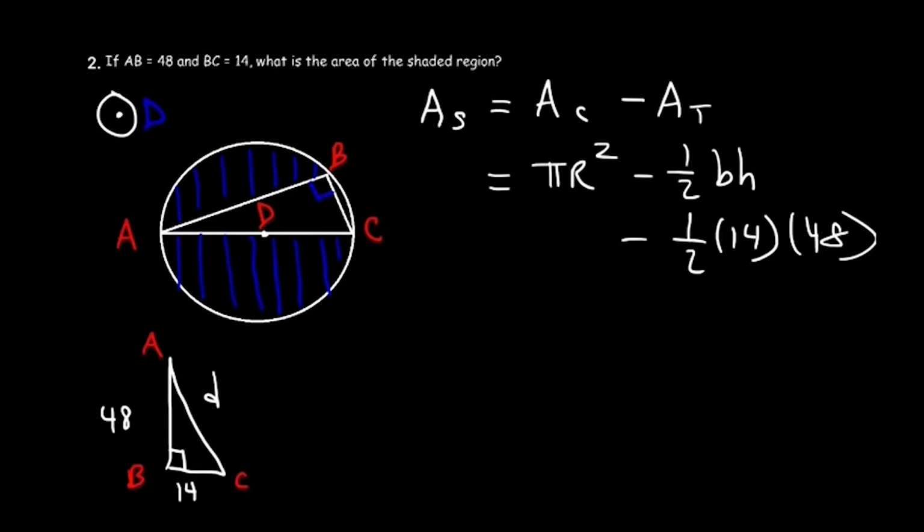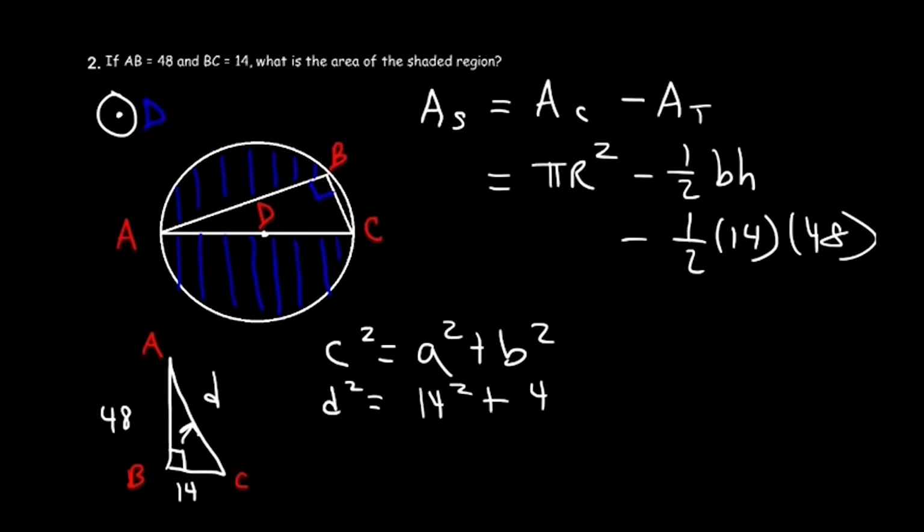So for a right triangle, we can use the Pythagorean theorem. C squared is equal to A squared plus B squared. C is the hypotenuse, which is across the box. So that's the same as the diameter. A is going to be 14. You can make A or B 14. So if A is 14, B has to be 48.